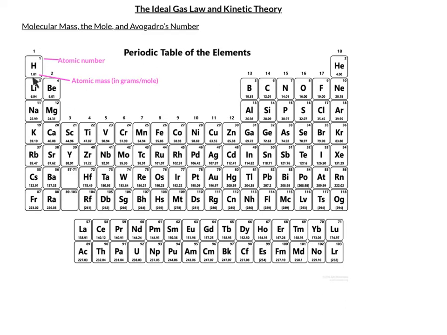Then the number down here is called the atomic mass, and it's measured in grams per mole, and that is what we want to concentrate on. That's what we want to look at.